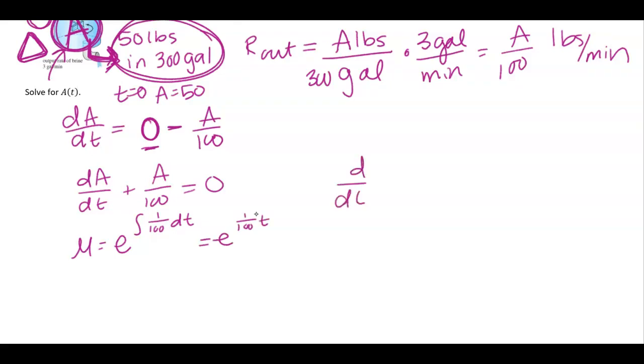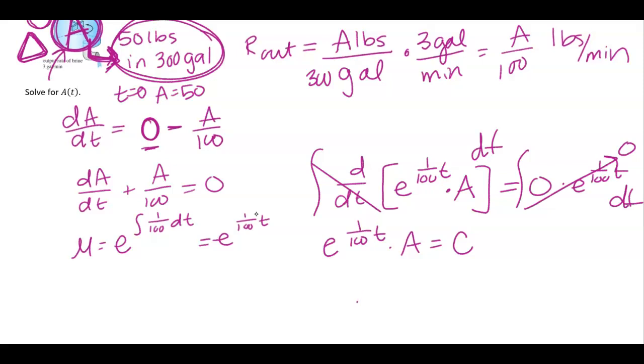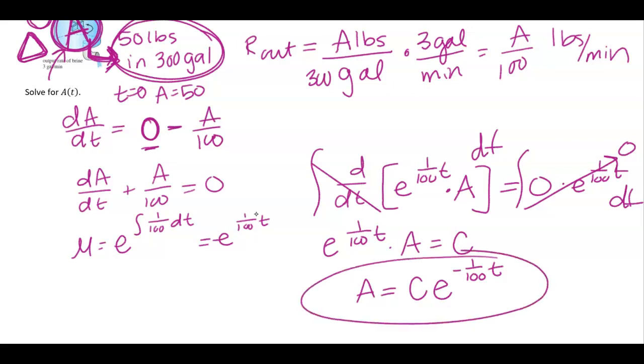And so I know that my derivative with respect to time of that integrating factor times A gives me 0. Again, I would have this over here, but it's times 0, so that whole thing is 0. If I integrate both sides with respect to time, that cancels. And I'm left with just a constant over here. And so A is equal to, I'm going to write that as negative 100 when I divide it over, C e to the kt.